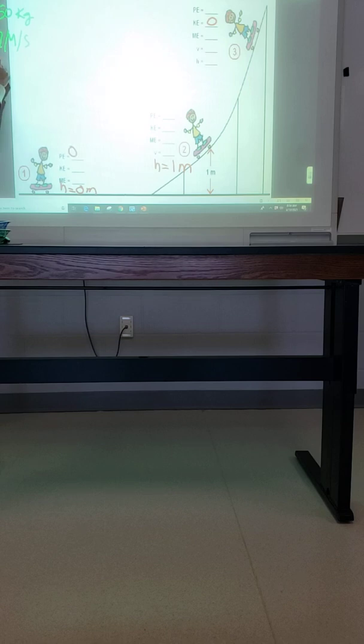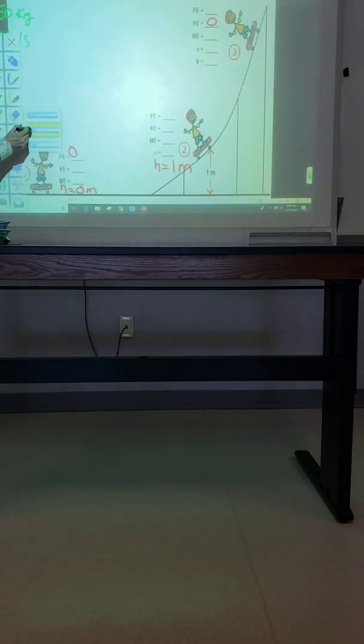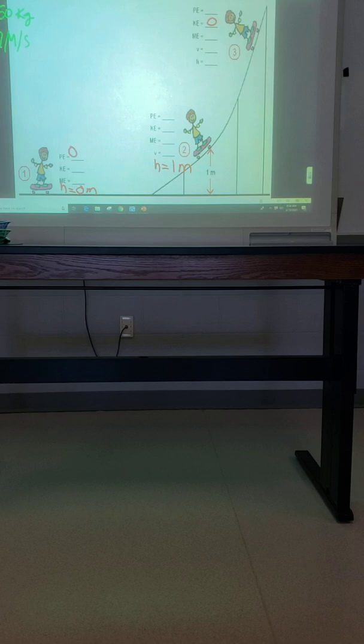KE equals, I'll write it over here. KE equals 1/2 mass times V squared, and GPE is mass times gravity times height. Which equation has mass and velocity in it? Because those are two variables that are given. Which one? Okay, so for stage number 1, I'm going to use this information.